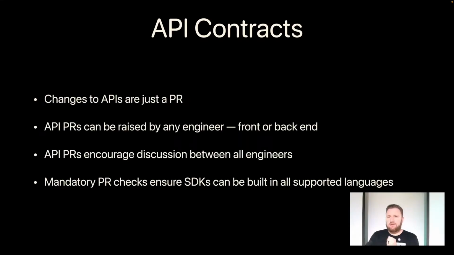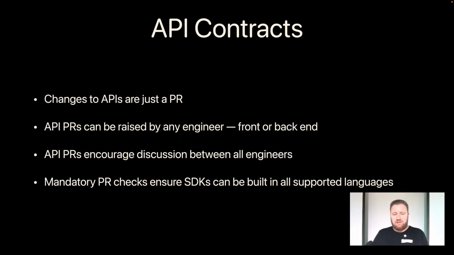Because it lives in source control, an API change is just a PR. Anyone can raise a PR. It doesn't necessarily mean it's going to get approved, but you can raise a PR and start a discussion based on that. It doesn't just have to be the people that maintain the backends that raise the PR to start a new API version. Anybody can do that.